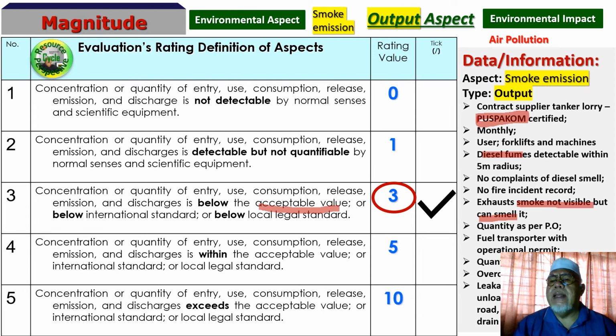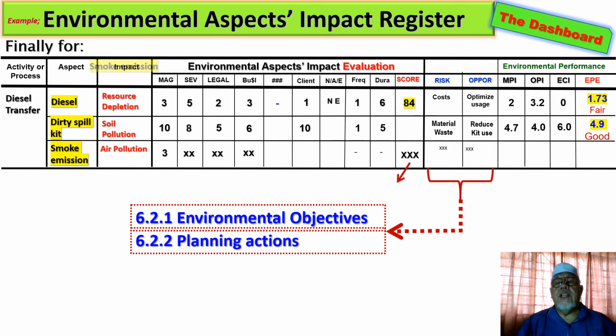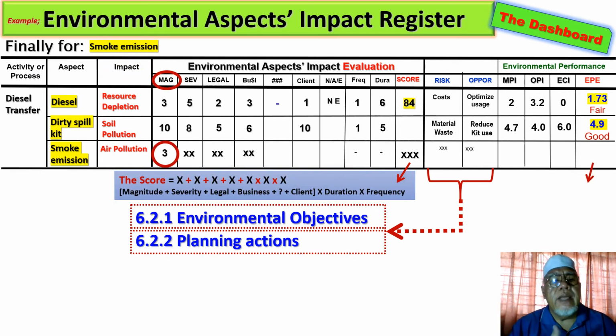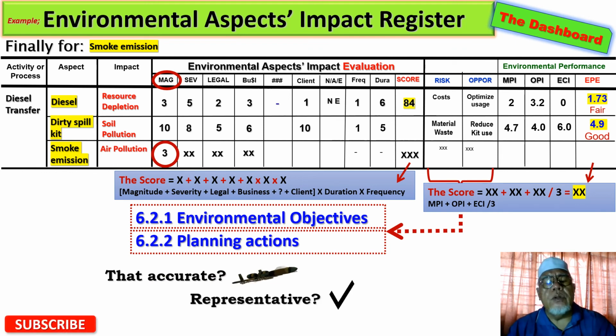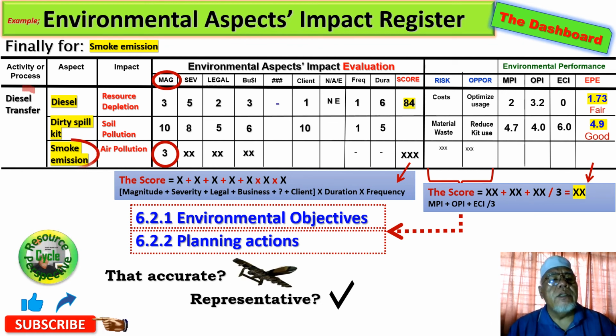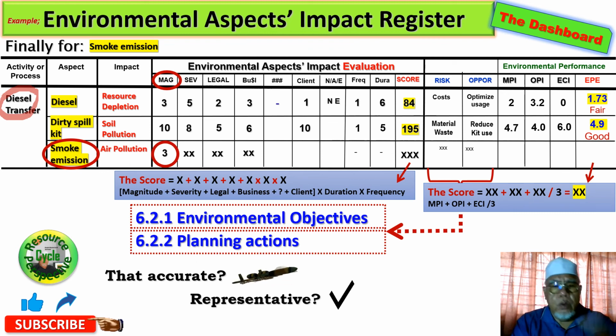So how does it fare in the dashboard or aspects impact register? There you are, 3. So this is the first rating for smoke emission coming from the diesel lorry tanker for this particular activity, which is diesel transfer. So this is the third environmental aspect that we evaluate. Okay, so I believe that is there. You can pause, go reverse to that segment and take a look at the evaluation criteria if you have got time. If you're interested, please carry on.